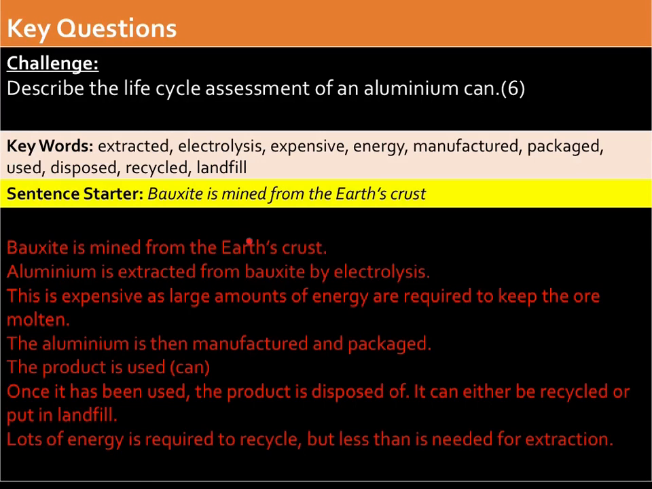Well, bauxite is mined from the Earth's crust. Aluminium is extracted from bauxite by electrolysis, as we looked at in the extracting aluminium video. This is expensive as large amounts of energy are required to keep the ore molten. The aluminium is then manufactured and packaged. The product is used, so the can is used. Once it's been used, the product is disposed of. It can either then be recycled or it can end up in landfill. Lots of energy is required to recycle, but less than is needed for that initial extraction. So it's better to recycle than to have to extract from the ore again.